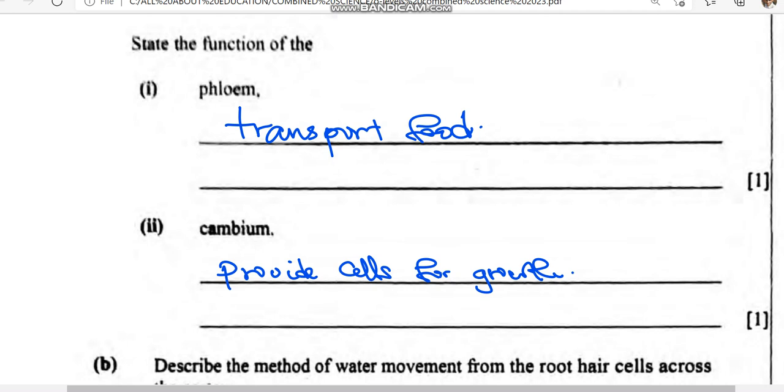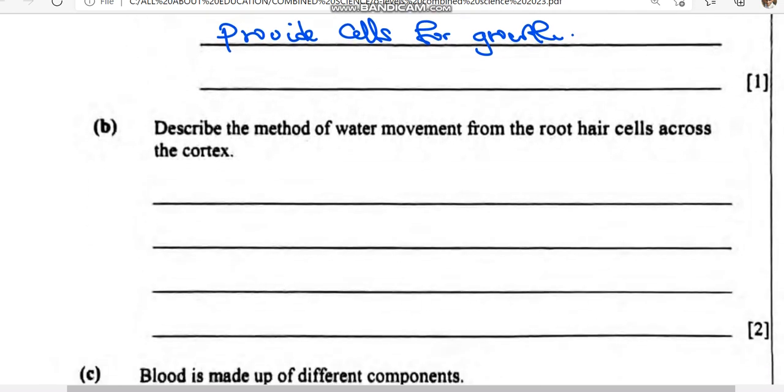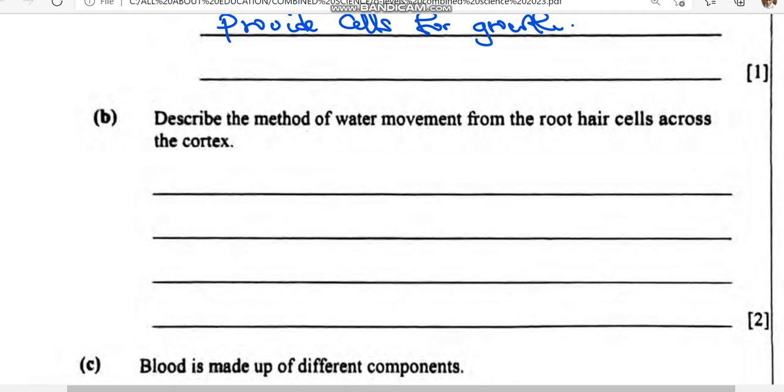Right, and the next question, which was a bit tricky, was very tricky. It says, describe the method. In other words, in this case, they are referring to the process. Describe the process of water movement from the root hair cells across the cortex. We have different methods or processes that help the movement of water from the root hair cells across the cortex. In this case, they are referring to the process which we call osmosis.